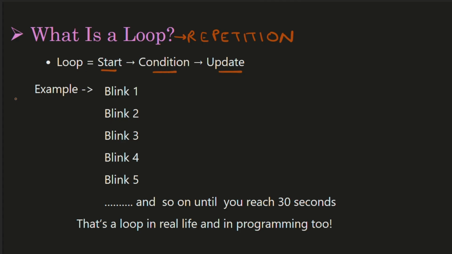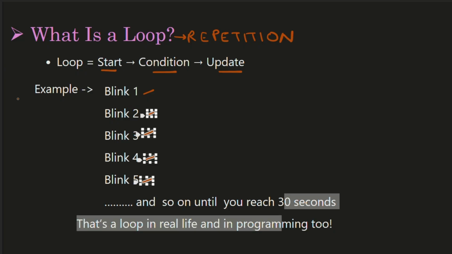Let me explain this with an example. Imagine you're counting how many times you blink your eyes in 30 seconds. Blink 1, blink 2, blink 3, blink 4, blink 5, and stop the count after 30 seconds. That's a loop in real life and in programming too.